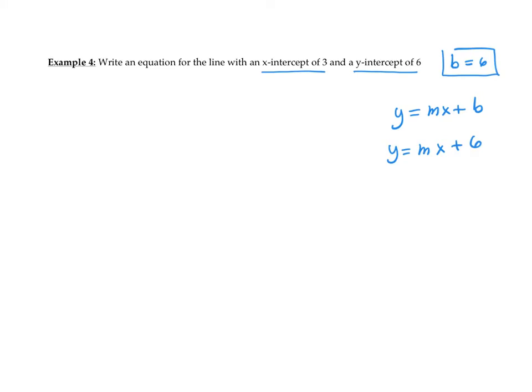Okay. First thing I'd like you to do is write the intercepts as points. Okay, so what I mean by that is the x-intercept would be the point 3, 0, because if it's an x-intercept, the y value is 0. The y-intercept would be 0, 6. All right, step 2, find the slope.